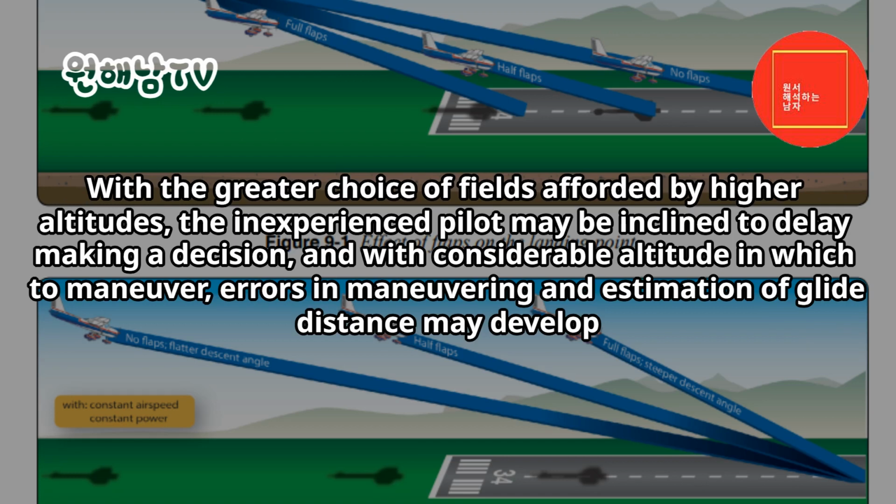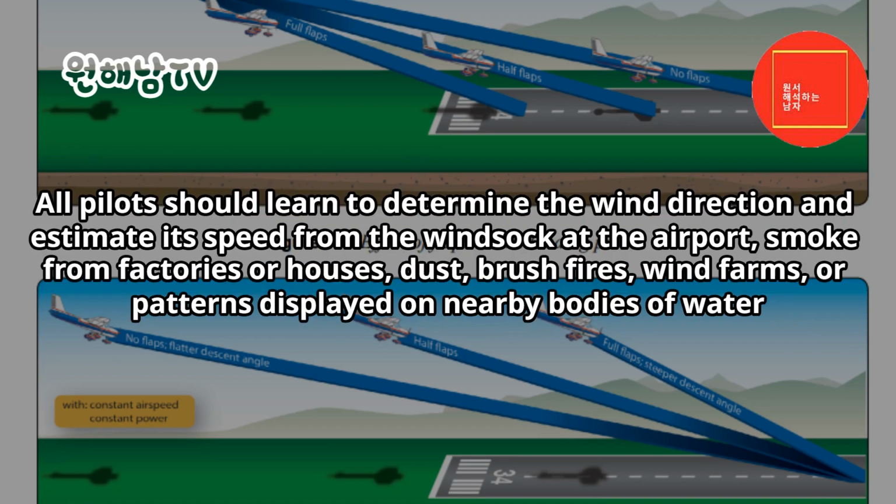With the greater choice of fields afforded by higher altitudes, the inexperienced pilot may be inclined to delay making a decision, and with considerable altitude in which to maneuver, errors in maneuvering and estimation of glide distance may develop. All pilots should learn to determine the wind direction and estimate its speed from the windsock at the airport, smoke from factories or houses, dust, brush fires, wind farms, or patterns displayed on nearby bodies of water.